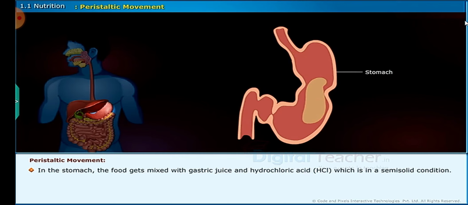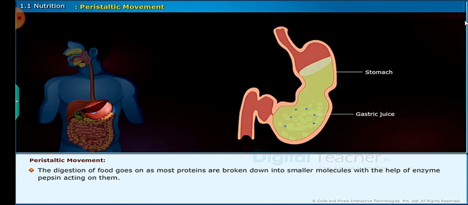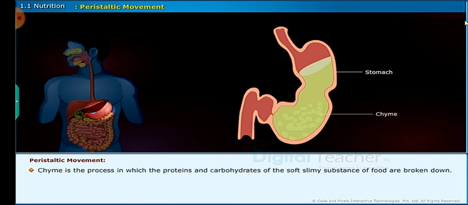In the stomach, the food gets mixed with gastric juice and HCl, which is in a semi-solid condition. The digestion of food goes on as most proteins are broken down into smaller molecules with the help of enzyme pepsin acting on them. Chyme is the soft, slimy substance in which the proteins and carbohydrates of food are broken down.